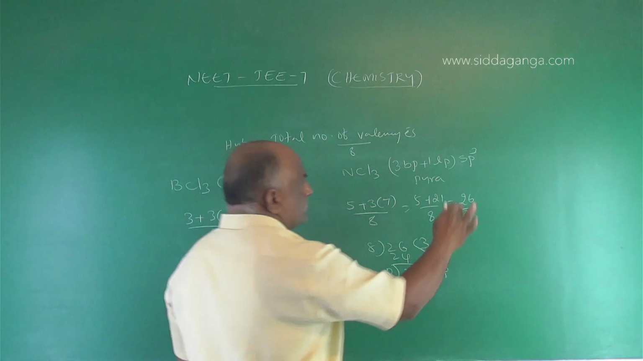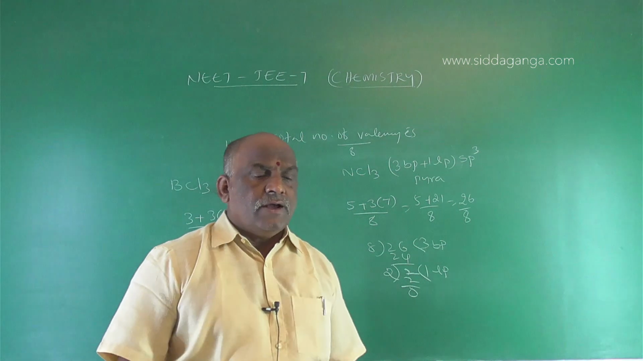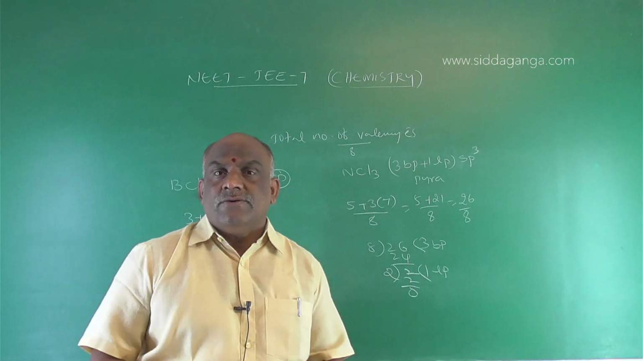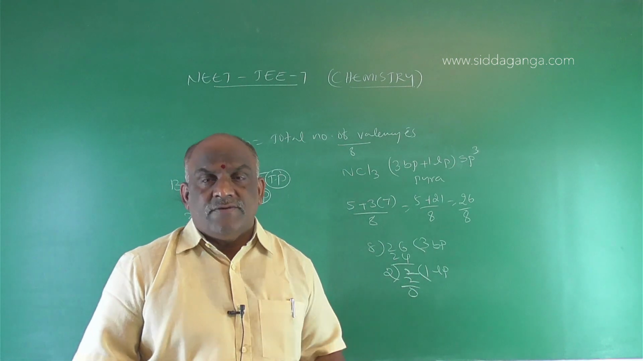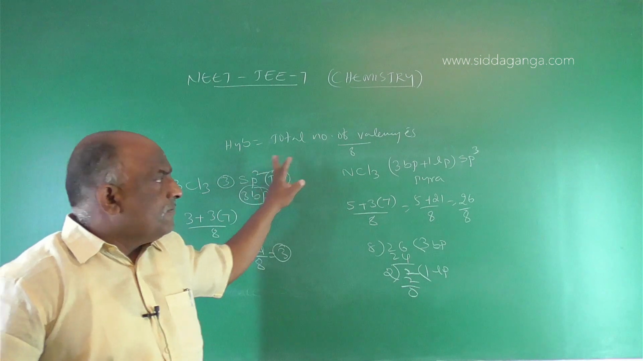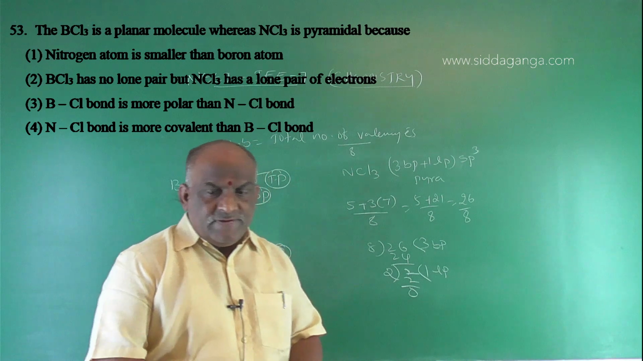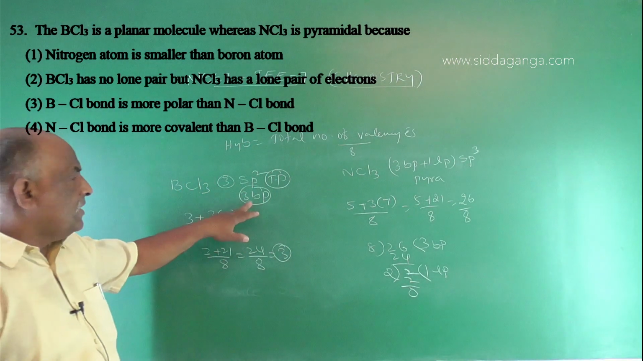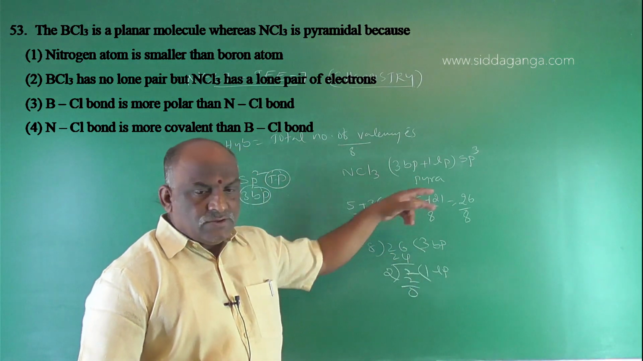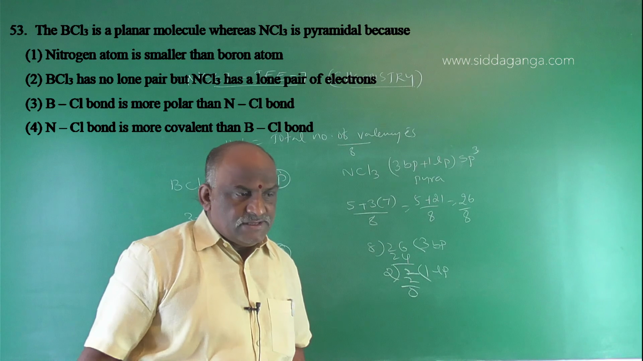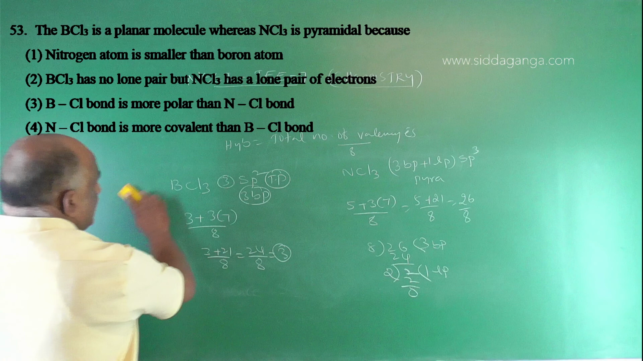So make a note, my dear students, this is very important to calculate hybridizations. According to the hybridization, we decide the shape of the molecule. Is it square planar? Is it square pyramidal? Is it pyramidal? Or trigonal bipyramidal? If the number is 3, that is trigonal planar. If the number is 4, it has 3 bond pairs and 1 lone pair. So you should go with option number 2. BCl3 has no lone pair because 3 bond pairs are there, and NCl3 has 1 lone pair. That's why BCl3 is planar and NCl3 is pyramidal. That is the explanation regarding that.